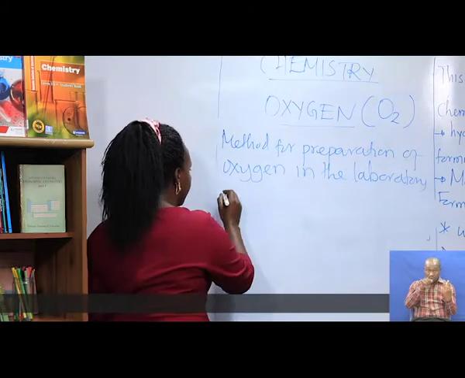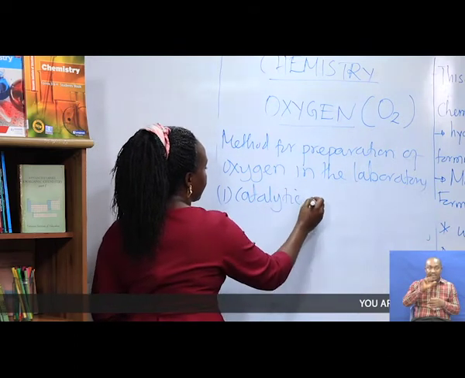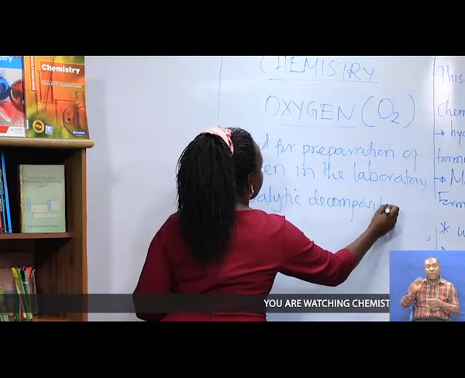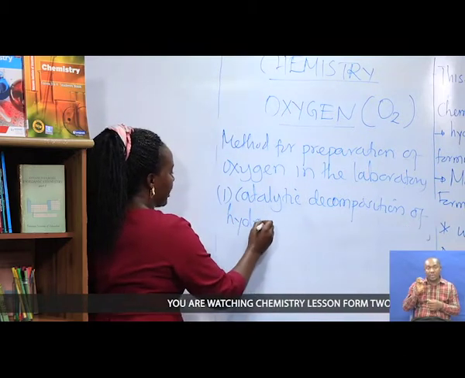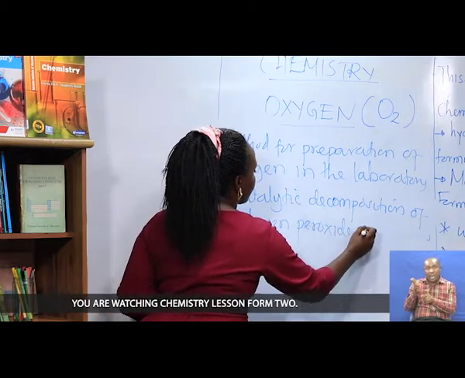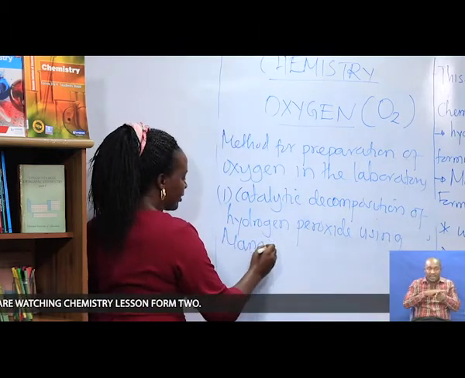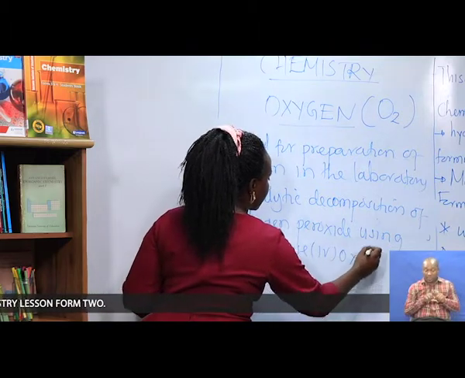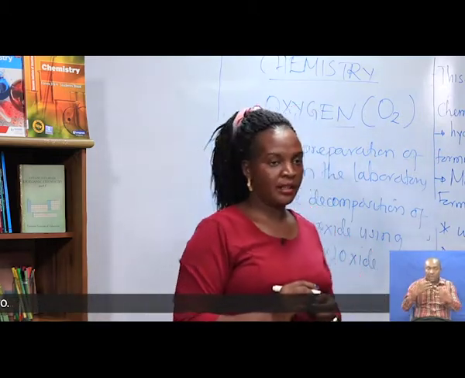Number one, you can use catalytic decomposition of hydrogen peroxide using manganese(IV) oxide. So this is method number one that you can use to collect oxygen in the laboratory.